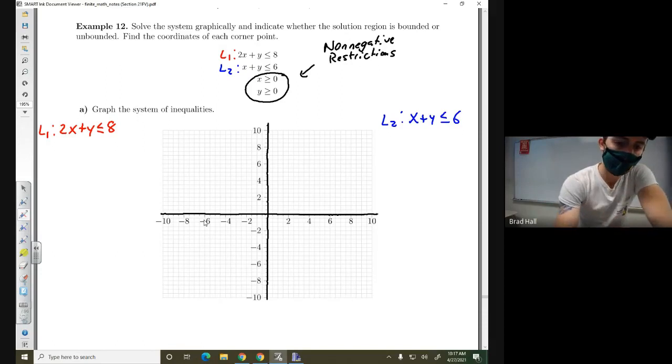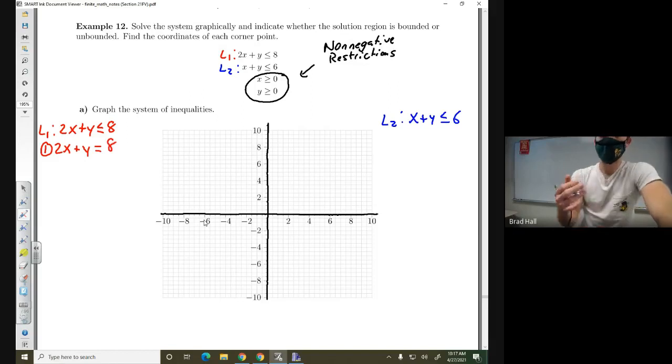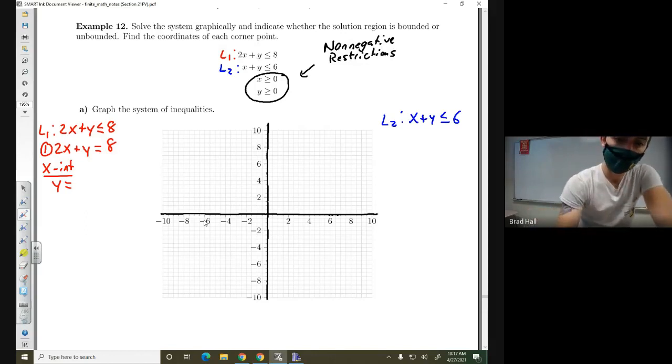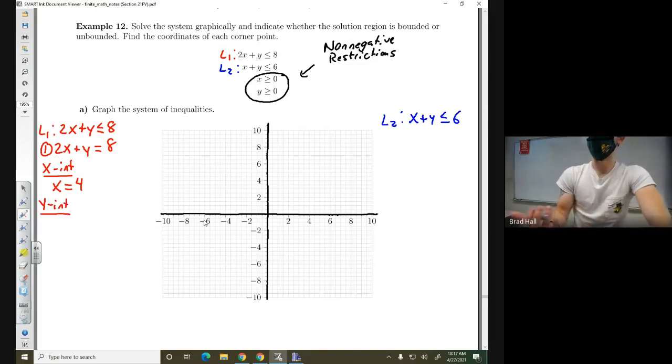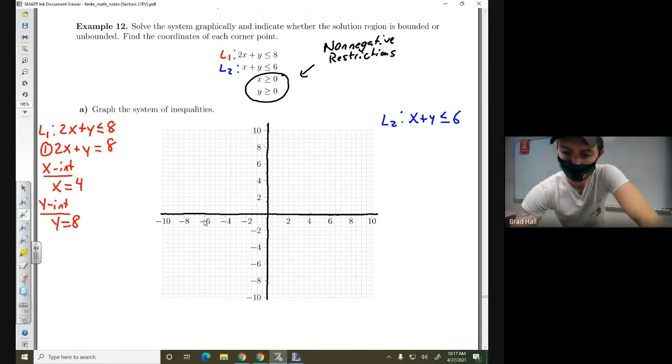Now from here, it's the same steps as before. You graph the underlying equation. I'll start to move a little bit more quickly through these intercepts. So here, x would end up being 4. You set y equal to 0, 2x is equal to 8. So x is 4. The y-intercept, y is 8. So that gives us 2 points to plot. 4 and 8.